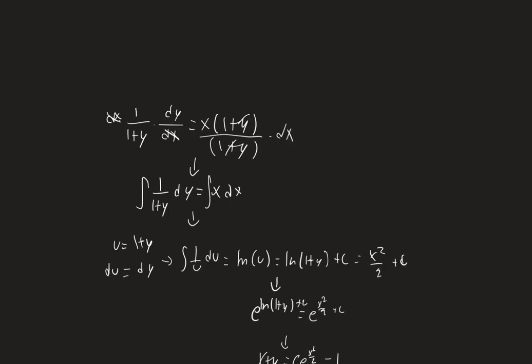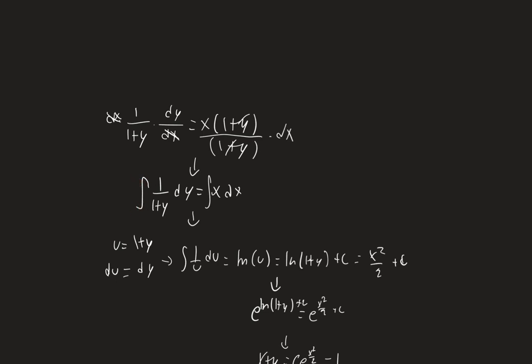So this question is asking us to solve the differential equation dy over dx is equal to x times 1 plus y. So again, here you use separation of variables, and you can divide this side by 1 plus y, divide this side by 1 plus y, or times 1 over 1 plus y. And then to get rid of this dx, you just multiply by dx on both sides, and you should get 1 over 1 plus y dy is equal to x dx.